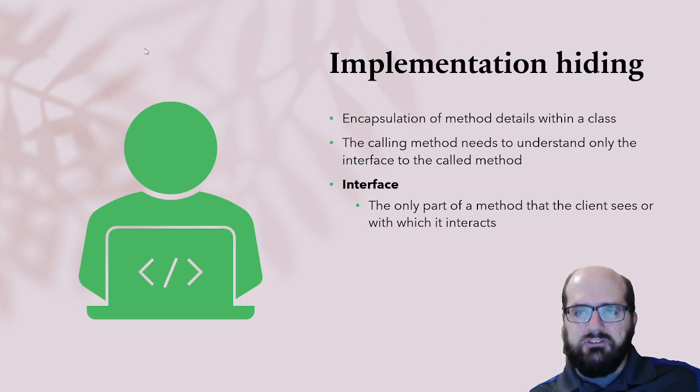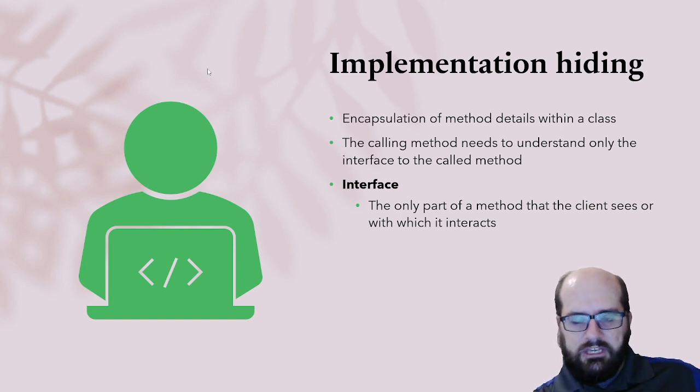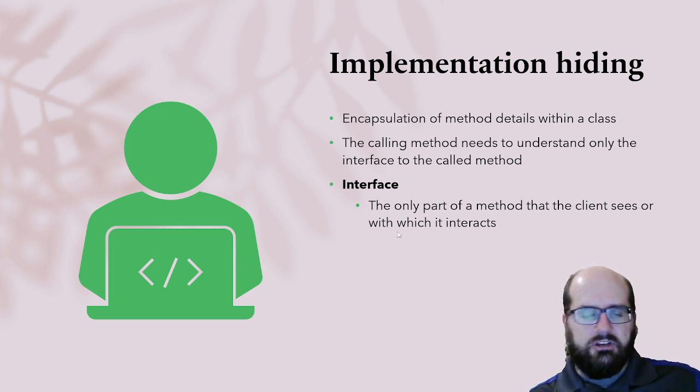In the implementation of this, we're allowed to encapsulate method details within a class. The calling method needs to understand only the interface to the called method. That is to say that I only need to know what I'm passing in. I don't care what the method is actually doing. In this case, the interface is the part of the method which the client sees. So you're only seeing the parameter list, the data. You're hiding the implementation of the method.